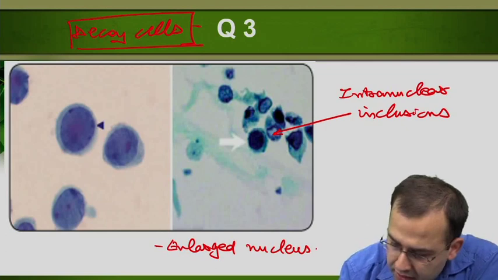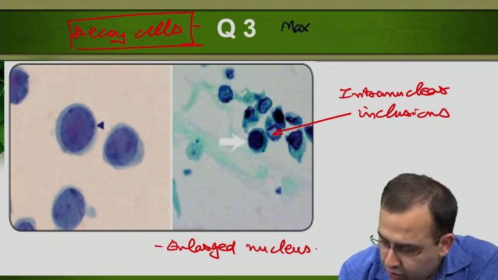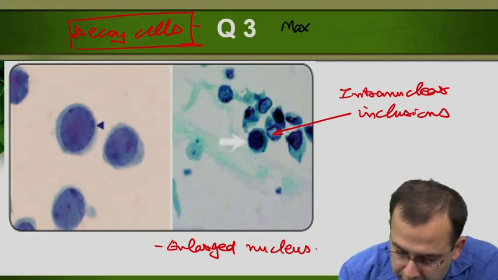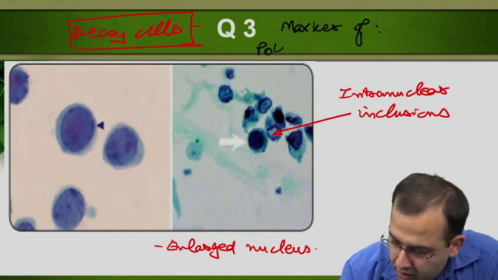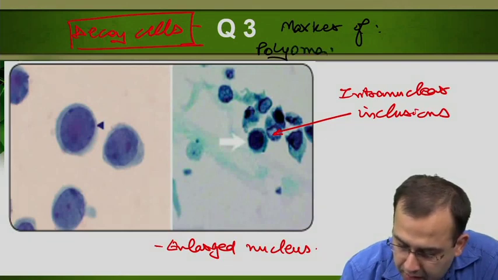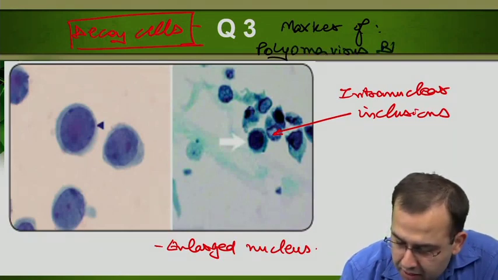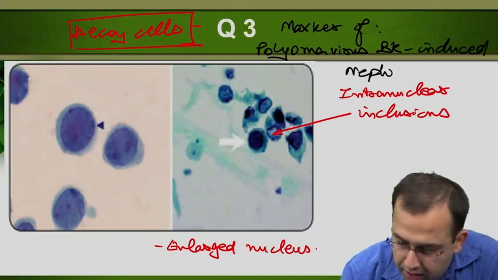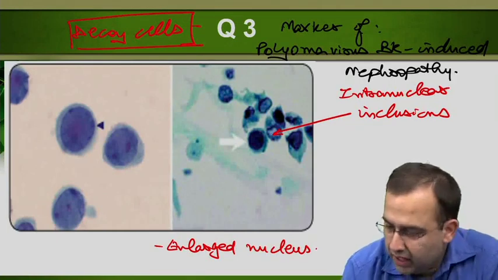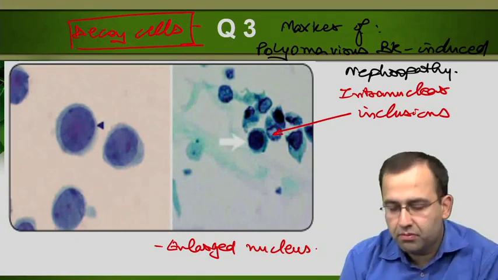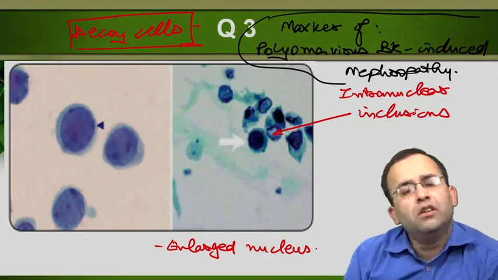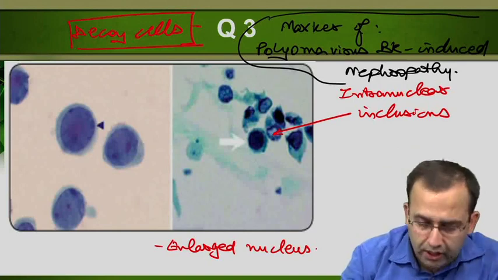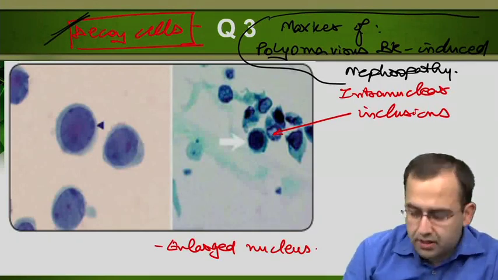Decoy cells are used as a marker of polyomavirus BK induced nephropathy. They are a marker of polyomavirus BK induced nephropathy. This has to be remembered, very important, which is used in renal transplant recipients, for renal rejection in the renal transplant recipients. Totally agreed. So these are decoy cells.